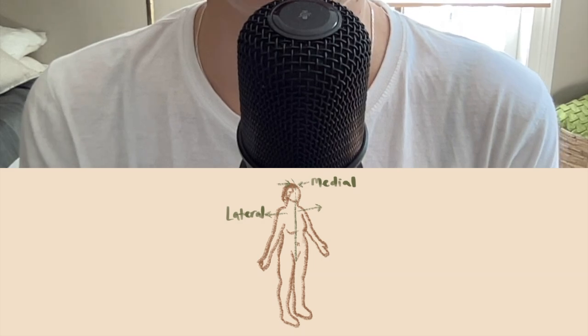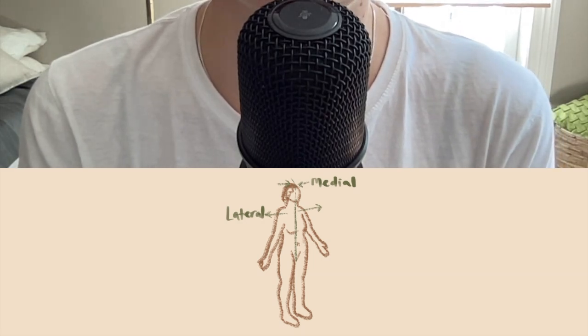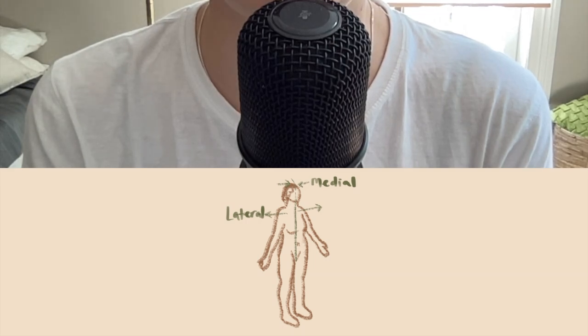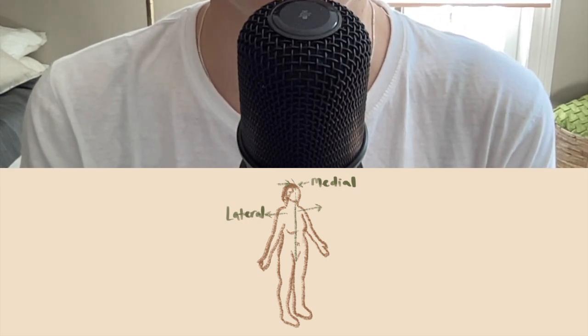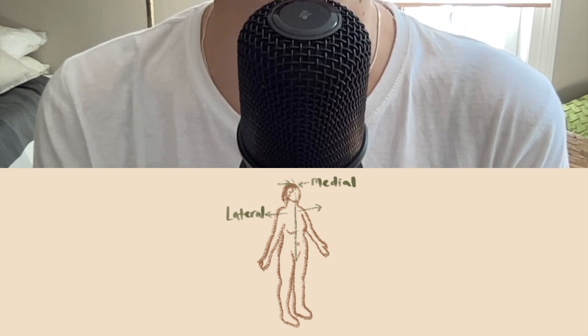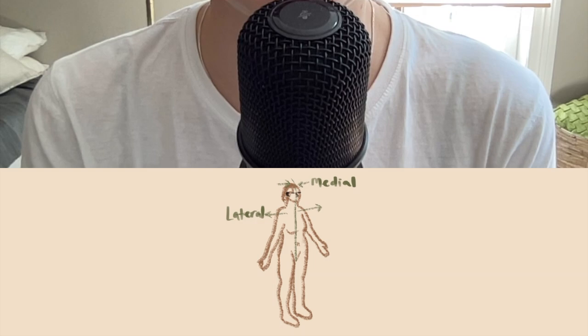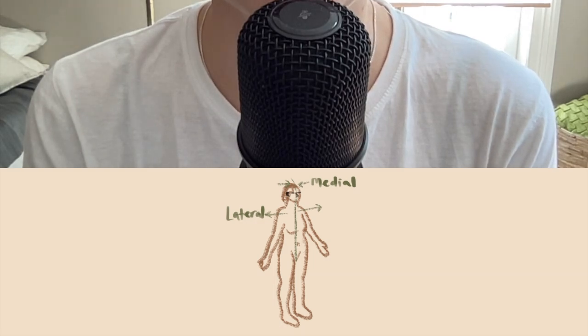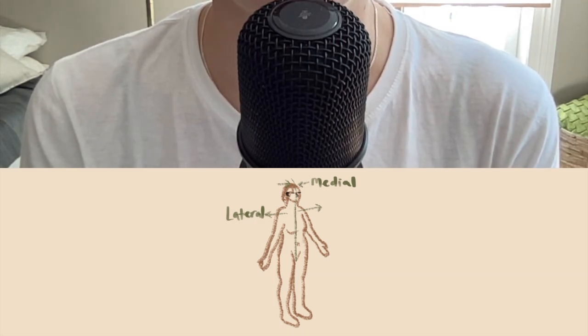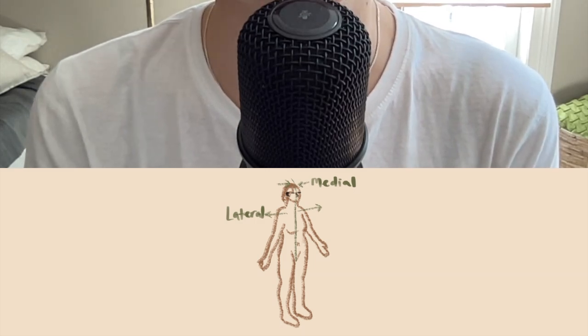Medial and lateral are used to describe things in relation to like an imaginary line running down the middle of the body. That can also be called the median sagittal plane. So for example, the nose usually sits on the median sagittal plane with the eyes lateral to the nose. The eyes are medial to the ears.